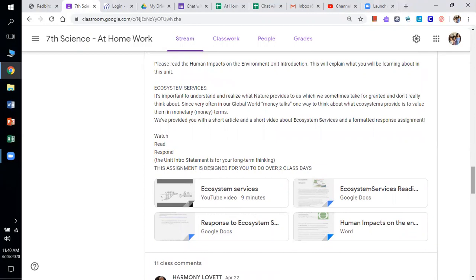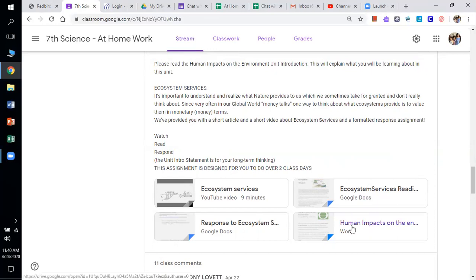It says, please read the Human Impacts on the Environment Unit Introduction. This will explain what you will be learning about in this unit. Ecosystem services. It's important to understand and realize what nature provides to us, which we sometimes take for granted and don't really think about. Since very often in our global world, money talks. One way to think about what ecosystems provide is to value them in money terms. We provided you with a short article and a short video about ecosystem services and a formatted response assignment. Watch, read, then respond.